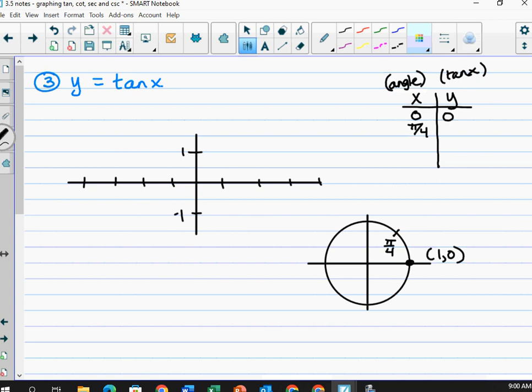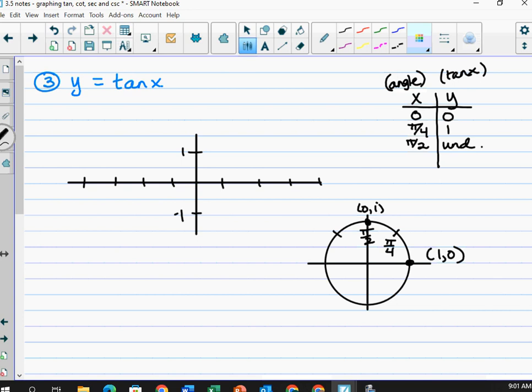So if pi over 4 is the angle, what is the tangent of pi over 4? You had little shortcuts. Then I'm going to come up to pi over 2. Remember I said you needed to know the circle? I was not kidding. That one is undefined. Good job.